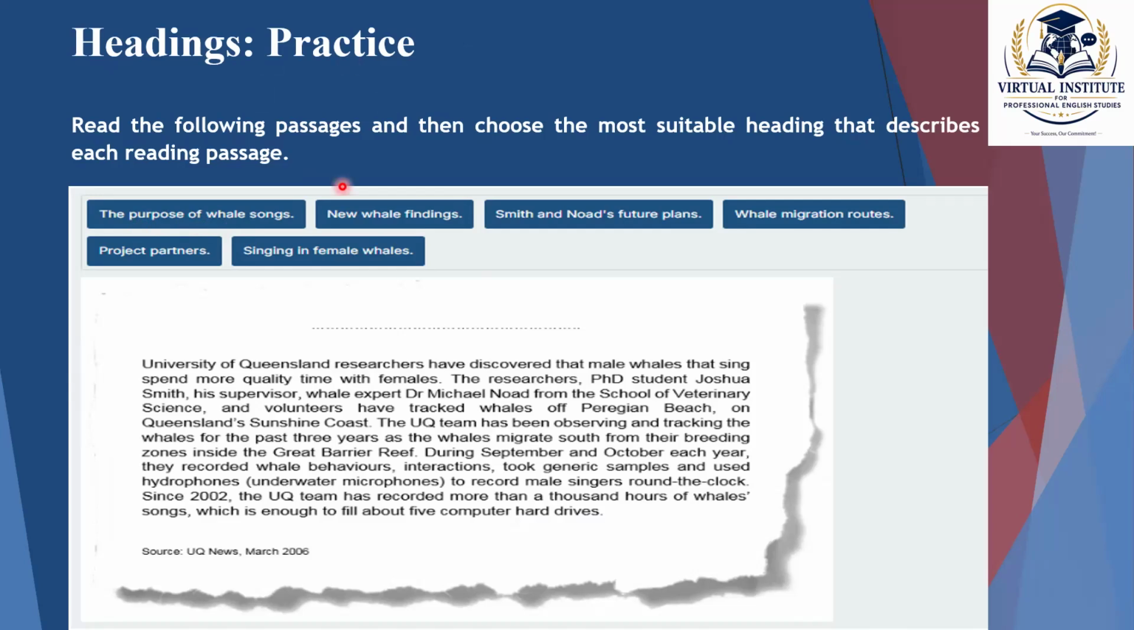Why? Because if you look at the very first statement, it says University of Queensland researchers have discovered that male whales that sing spend more quality time with females, right? So the purpose of whale songs is totally related to this, right? And the research, how it was conducted, right? Okay, let's move to the next slide.